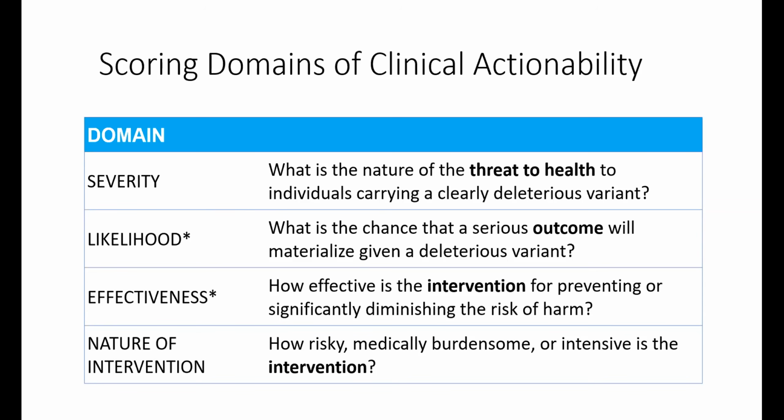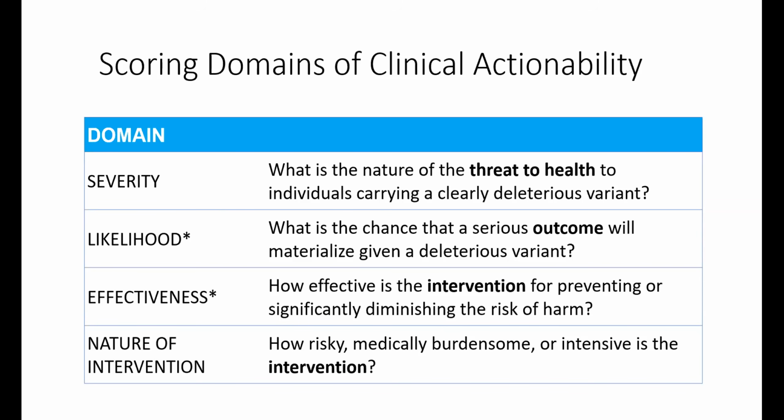And for both likelihood and effectiveness, they also score the level of evidence. So it's not just a score of how actionable something is, but also what was the quality of the evidence that they're considering. And then they also score something that's relatively subjective, which is the nature of intervention, which is how risky, medically burdensome, or intensive is the intervention.